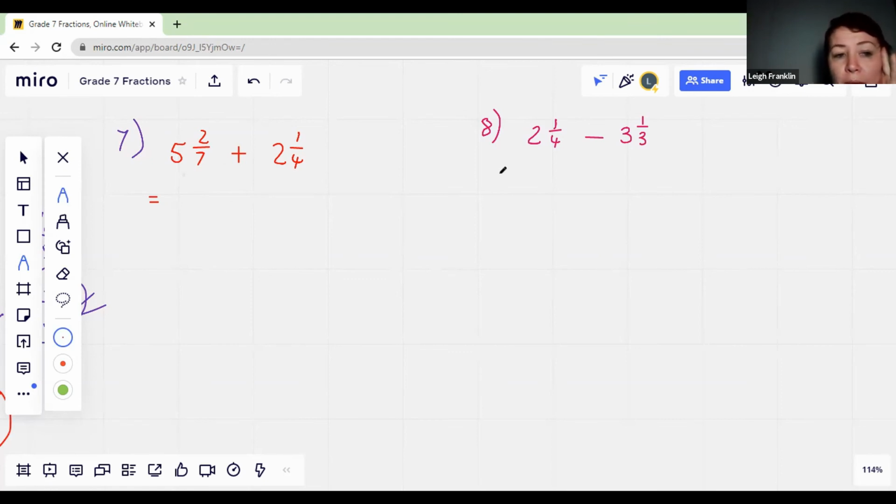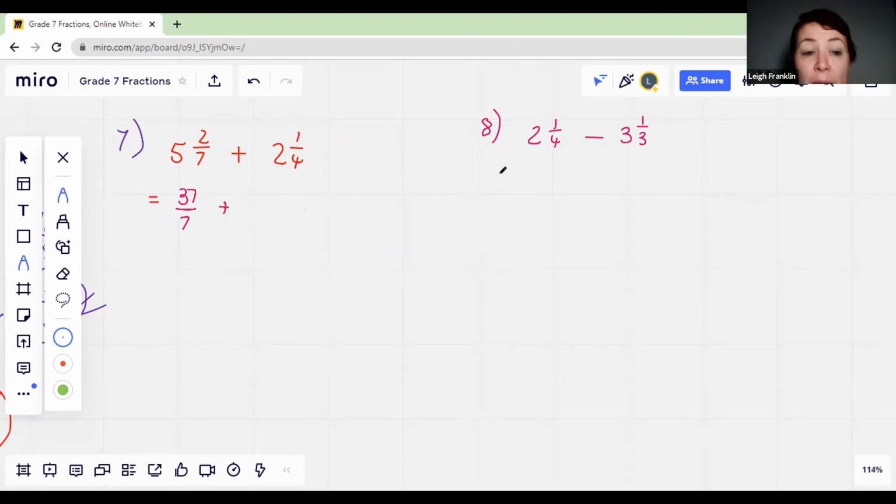We want to make 5 and 2 over 7 into an improper fraction. So how am I going to make 5 and 2 over 7 improper? Can you tell me what we should do? Ma'am, I think you should multiply. Multiply what and what together? Multiply 5 and 7. So what's 7 times 5, Yandi? 35. Good. Plus 2 leaves us with? 37. Good. So I've got 37 over 7.